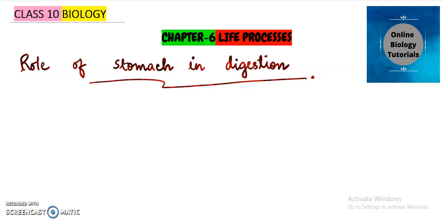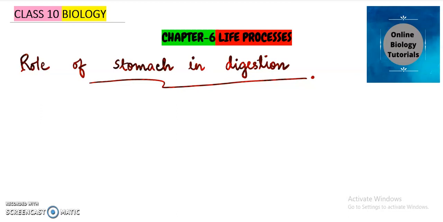We are studying chapter number 6 these days and the name of the chapter is Life Processes. We started with the digestive system. We have already discussed the organs involved. We have already talked about the role of the mouth and the role of the esophagus in digestion. Now this is the third topic, the role of the stomach in digestion. If you haven't watched the initial videos, please do watch them first and then come to this one.